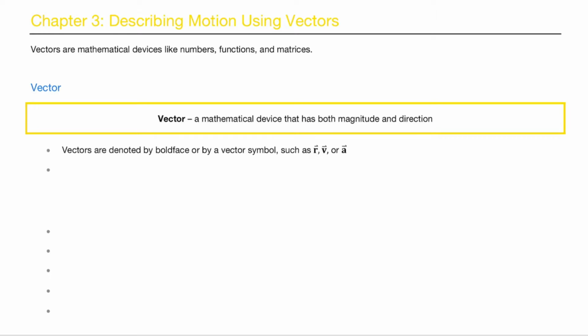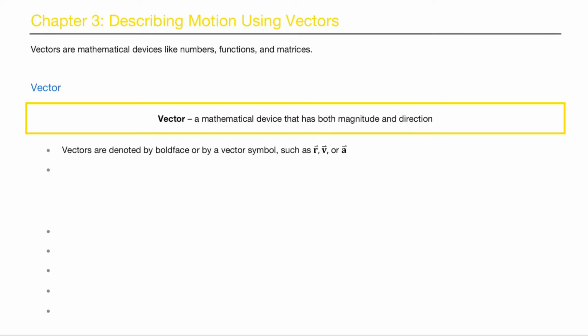In physics, we often refer to numbers as scalars. And a scalar only has magnitude. A vector is different. A vector has both magnitude and direction. And it's precisely that direction that's so useful when you're trying to solve problems.